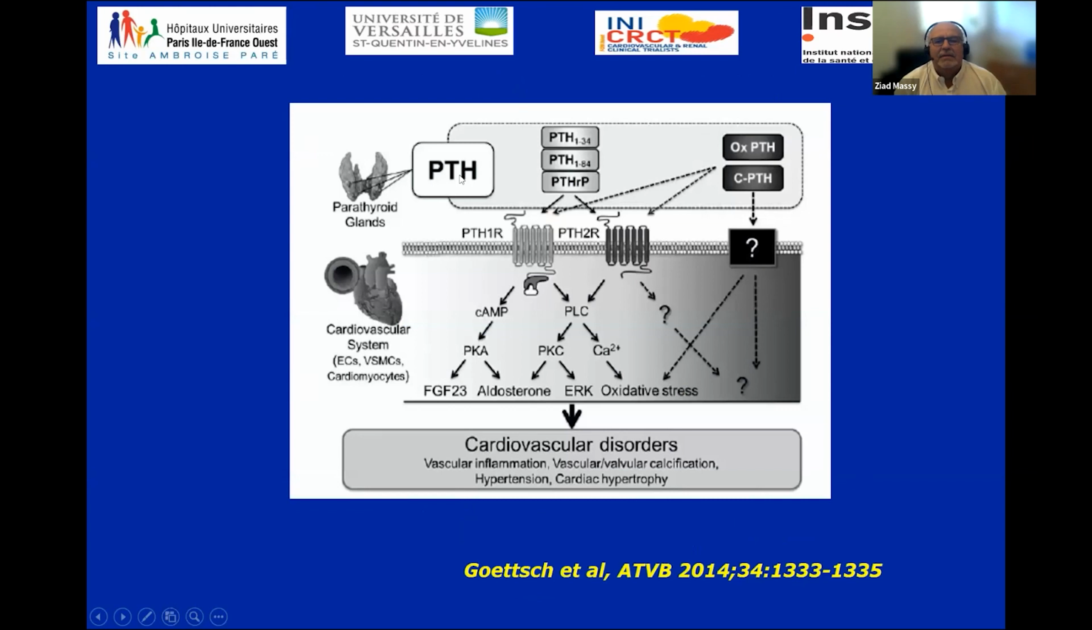PTH acts through 2 receptors, PTH1R and PTH2R. They share some intracellular signaling, but they also have different intracellular pathways. They are present in the parathyroid, but also in T cells.